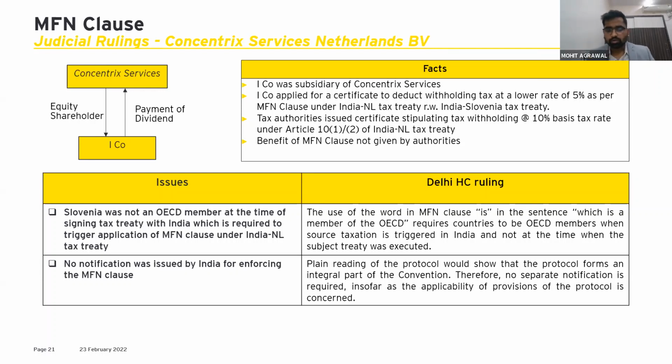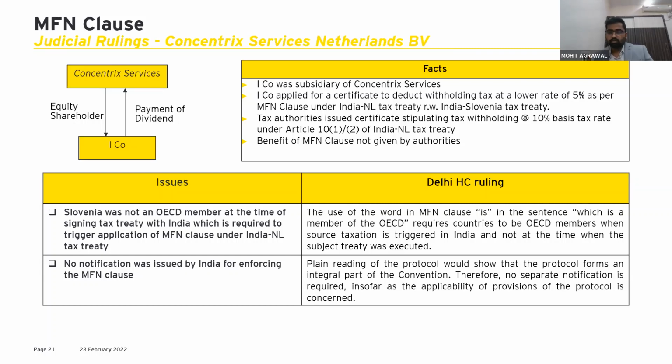So here, if we look at the facts, the argument put forth by the tax authorities was pretty much similar to what we have been discussing: that Slovenia was not a member of the OECD at the time when it was agreeing a treaty with India. So the benefit of a lower or restricted tax rate extended to Slovenia was extended in their own right, and not because they were members of the OECD. And hence, the tax authorities, or the revenue, argued that the benefit of the lower rate of withholding would extend to the countries which were members of the OECD at the time of signing of the treaty, and that would be the relevant date from when we look at importing the MFN benefit.